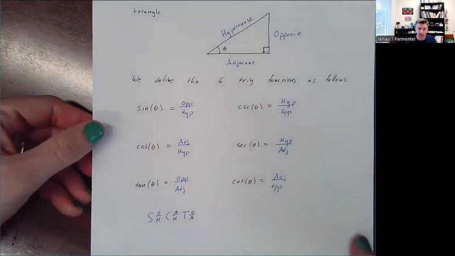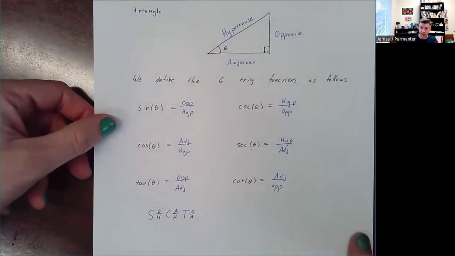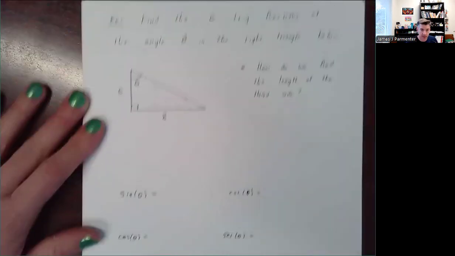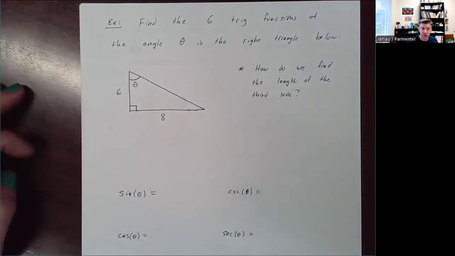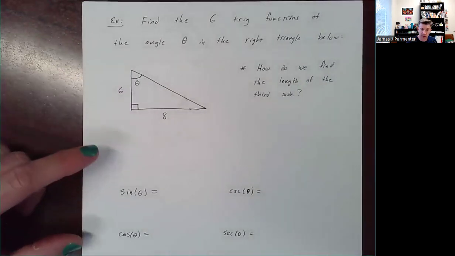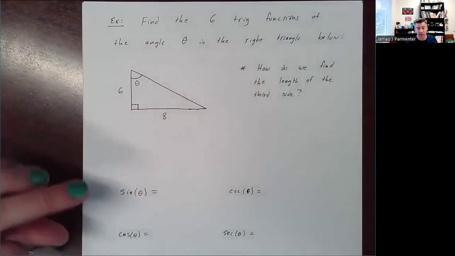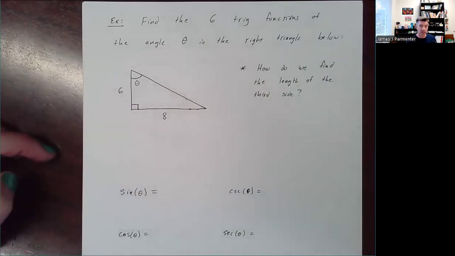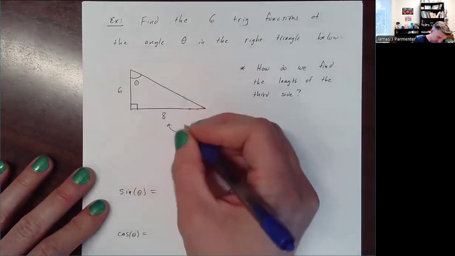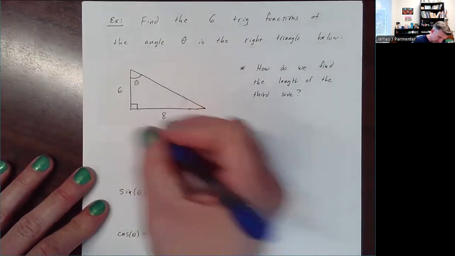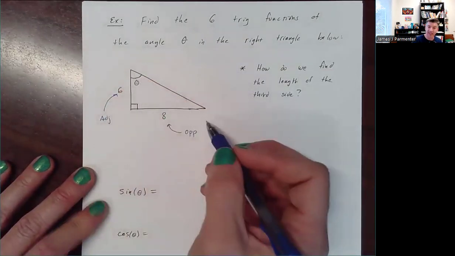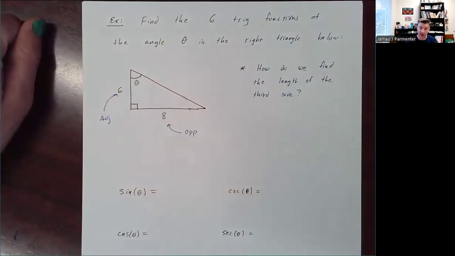And then we're going to use these definitions to evaluate the 6 trigonometric functions of some triangles. So find the 6 trig functions of the angle theta in the right triangle below. First I'll point out which side is the adjacent and which side is the opposite depends on which angle you pick. So since this is the angle, the 8 is the length of the opposite side, and the 6 is the length of the adjacent side. And the length of the hypotenuse hasn't been given to us. So we have to find it.